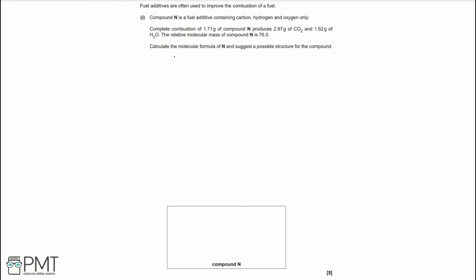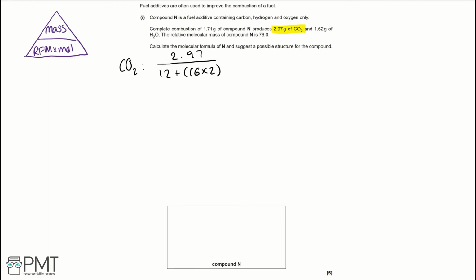The first thing we're going to do in this question is work out the moles of carbon dioxide and water using the equation triangle of mass divided by relative formula mass equals moles. So if we start with carbon dioxide, we're given its mass of 2.97 grams, so 2.97 divided by 12 plus 16 times 2, that's the relative formula mass of carbon dioxide, gives us 0.0675 moles. Then doing water, we're given its mass of 1.62 grams, so it's going to be 1.62 divided by 1 plus 1 plus 16, which is the relative formula mass of water, and that gives us 0.0900 moles.